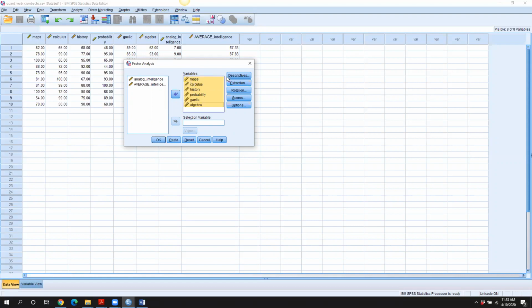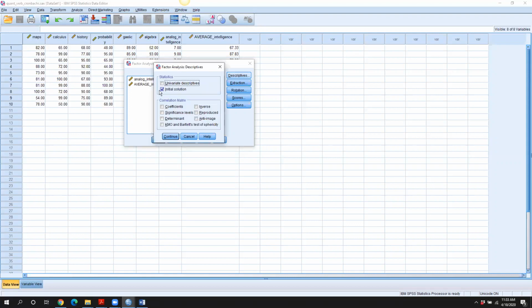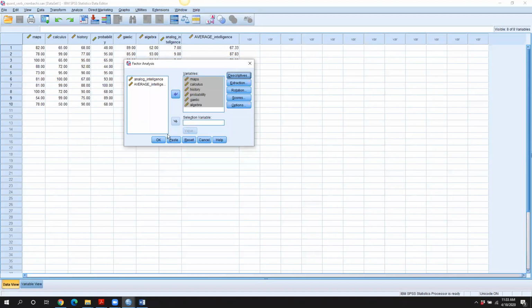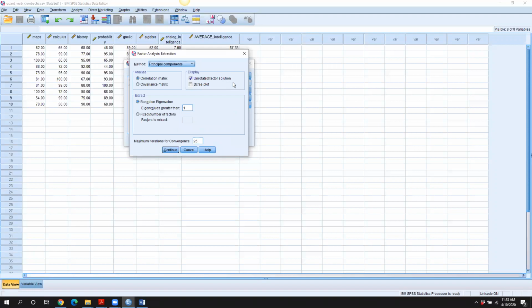Okay, and you can get descriptives again, right here, with the initial solution. That's fine. You get the univariate descriptives, which is what you ran when we first did part 1, right? You don't need it, but you can. You want to get the KMO and Bartlett's test of sphericity, and we'll chat about that, and hit continue. And for extraction method, unrotated factor solution and check scree plot, and hit continue.